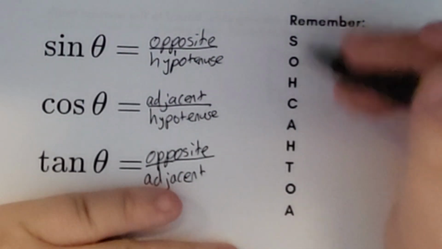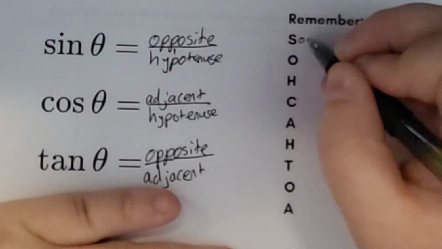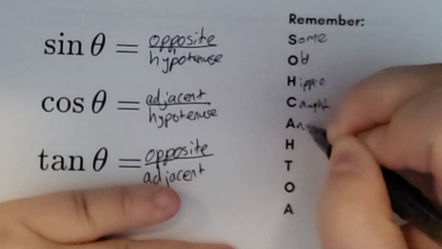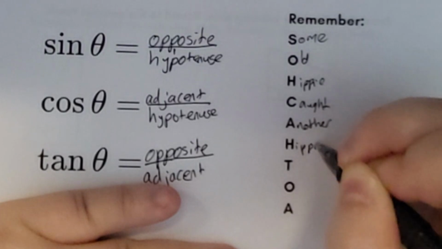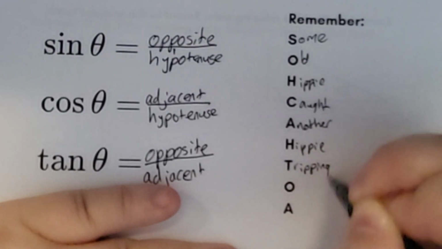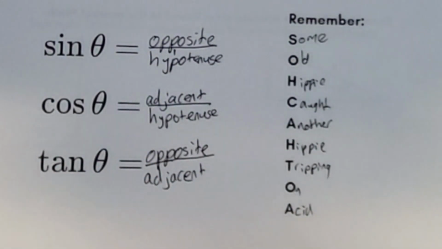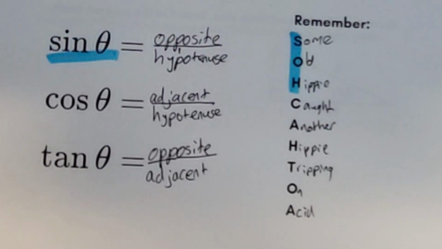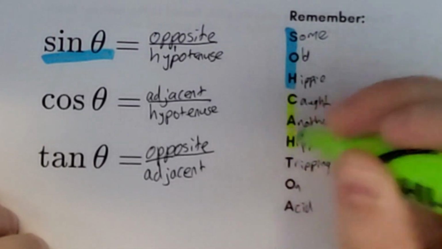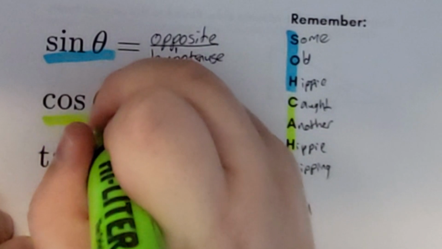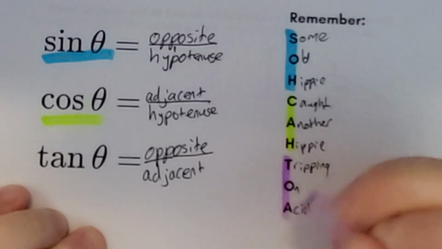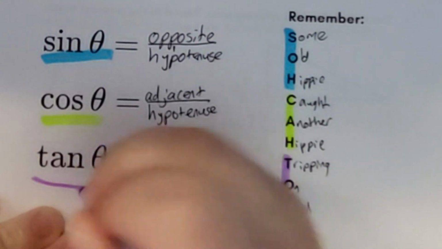If you struggle to remember that, here's a little mnemonic. Some old hippie caught another hippie tripping on acid. Okay? So some old hippie, sine equals opposite over hypotenuse. Caught another hippie, cosine equals adjacent over hypotenuse. Tripping on acid, tangent equals opposite over adjacent.